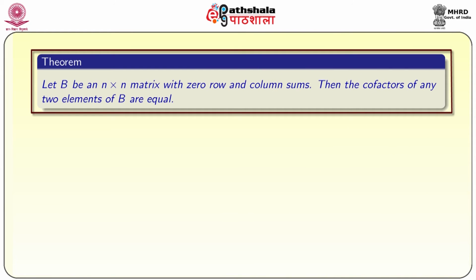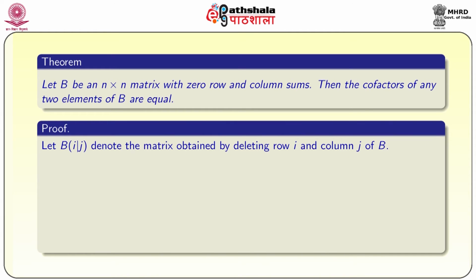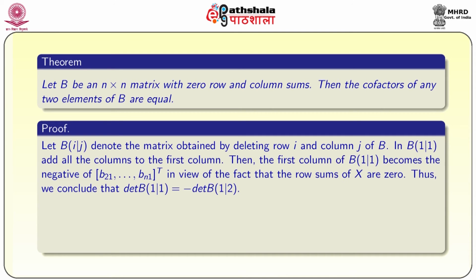Let B be an n by n matrix with 0 row sums and 0 column sums, then the cofactors of any two elements of B are equal. This result we are going to use. So, this is useful. Let B_ij denote the matrix obtained by deleting row i and column j of B. Consider B_11, that is the matrix obtained from B by deleting row 1 and column 1.